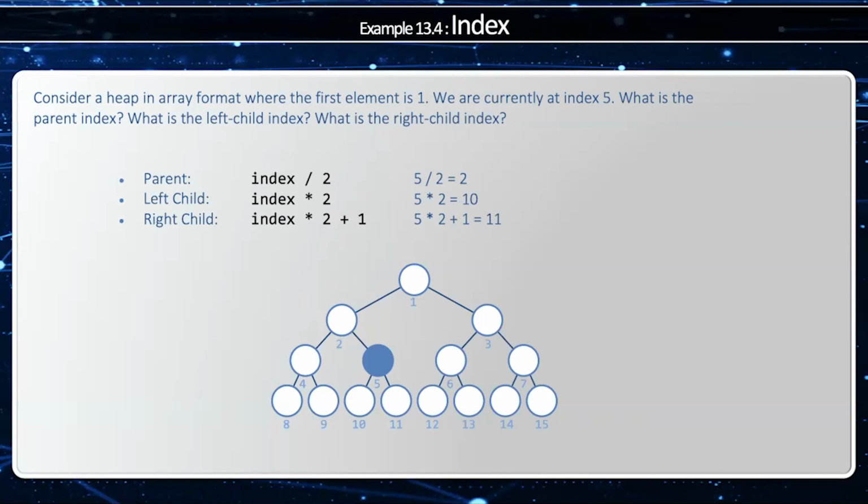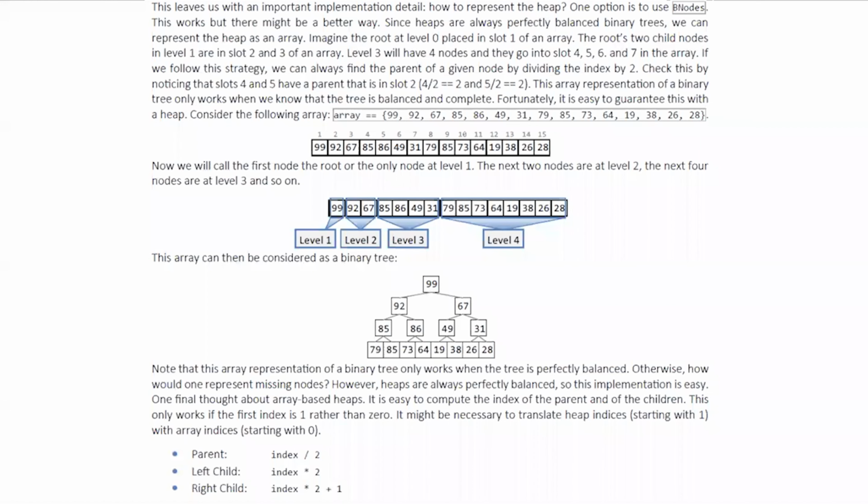If you would like to learn more about how to convert a binary tree representation of a heap into an array, take a look at the C++ data structures textbook.